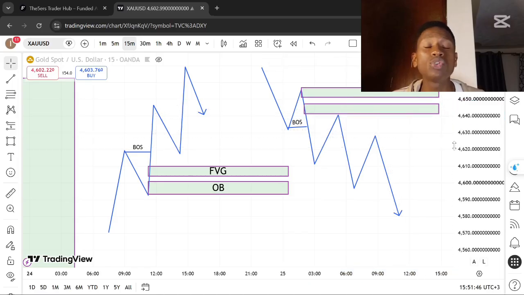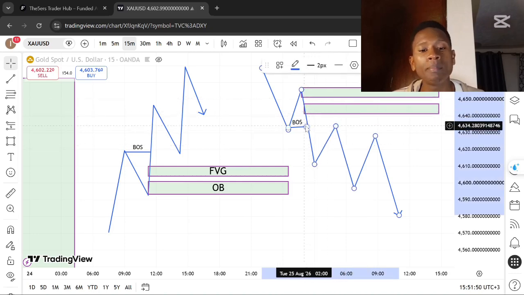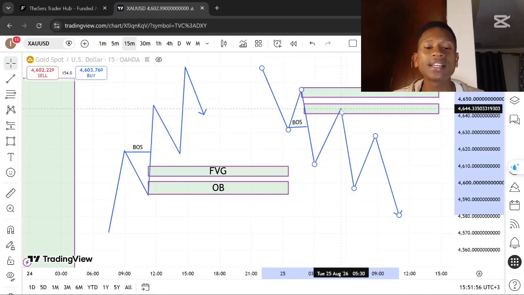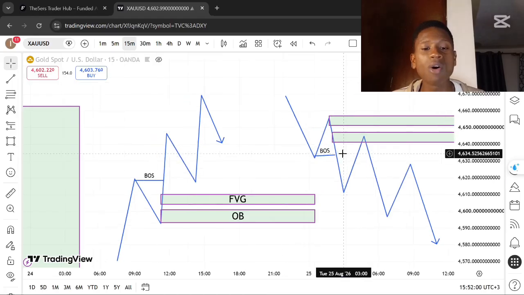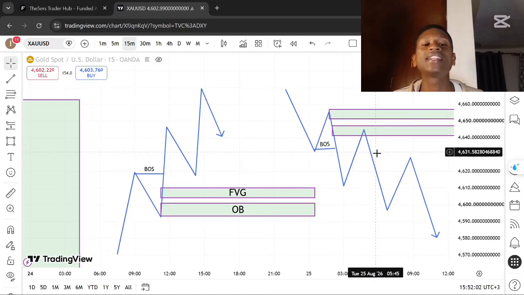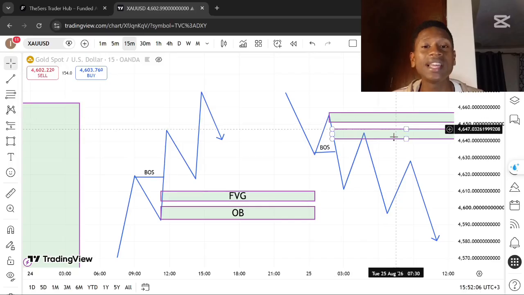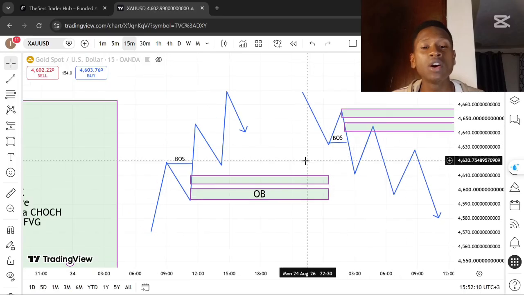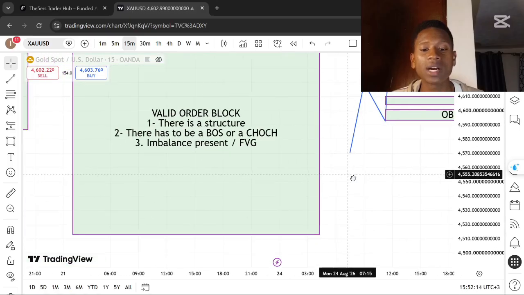And many a time you will see the market pushing to the upside, making a break of structure to the downside, then coming back, reacting to the fair value gap, then pushing to the downside. Now, don't be lied to that gold will not come back to this point. It will come back. As long as that point has not been touched, gold will come back to that point. All right? Gold will come back to that point.